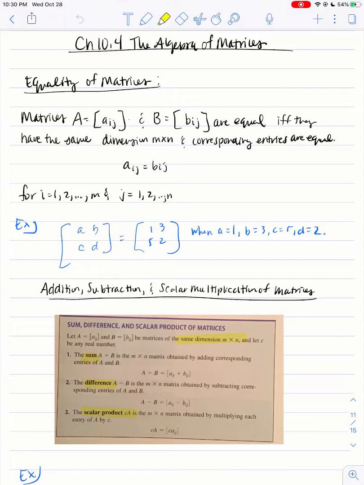Hi everyone, in this video I'm going to be going over chapter 10.4, which is the Algebra of Matrices. So we can tell when matrices are equal. We have matrices A equals Aij and B equals Bij, where i and j are the subscripts. They're equal if and only if they have the same dimension m by n and corresponding entries are equal. So Aij equals Bij for i equals 1, 2, all the way to m, and j equals 1, 2, all the way to n.